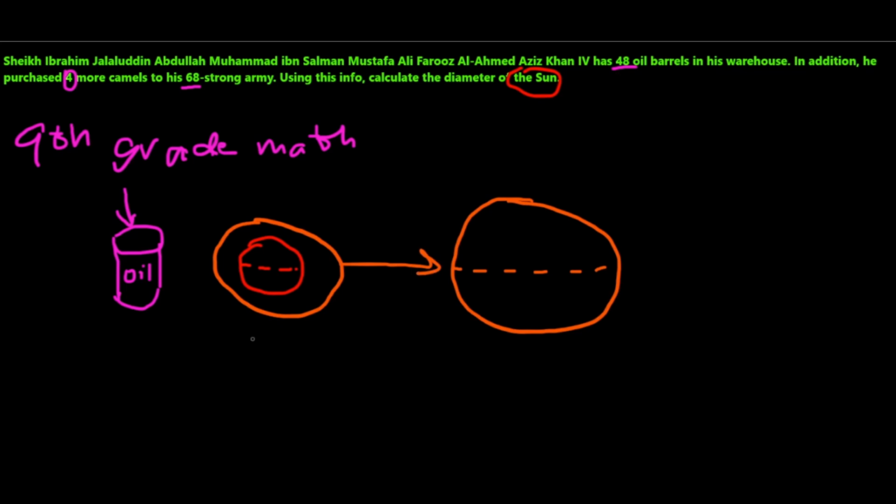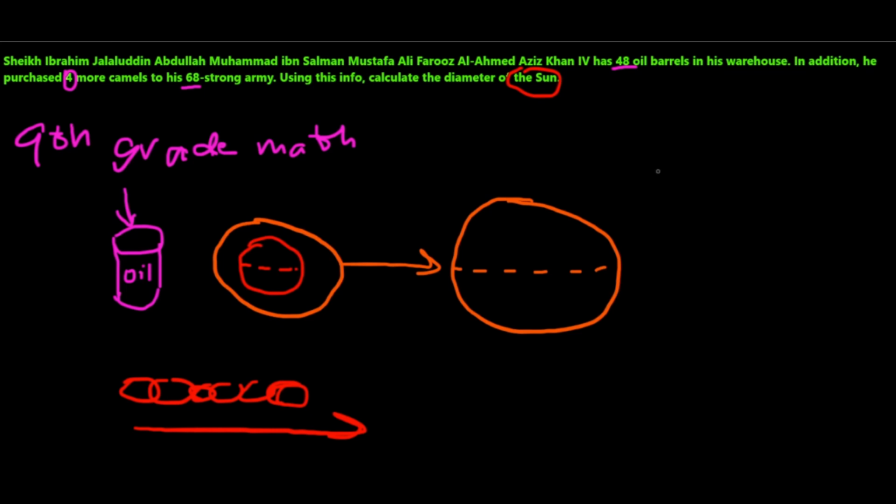So we know that there are 48 oil barrels. So, changing back again. Just assume that 48 of these oil barrels are lined up in a straight line. And we also know that there are 68 camels. Now, if we ignore the 4 more camels from the question entirely, just pretend that this doesn't exist for now, we get 48 and 68. So what can we do with 48 and 68? Okay, now we have to bring the camels back into the question.